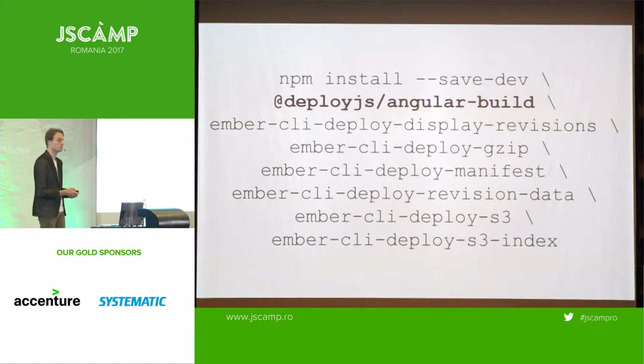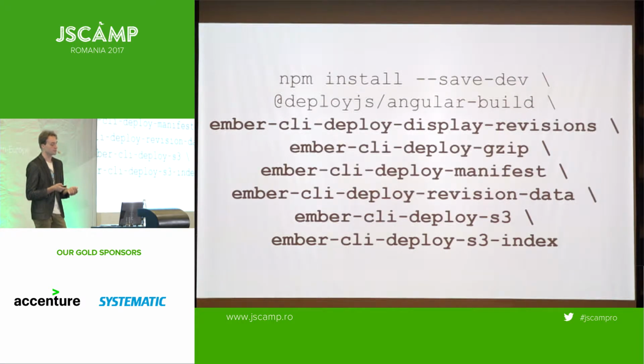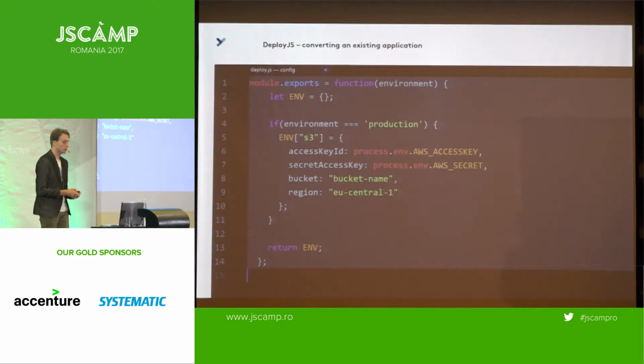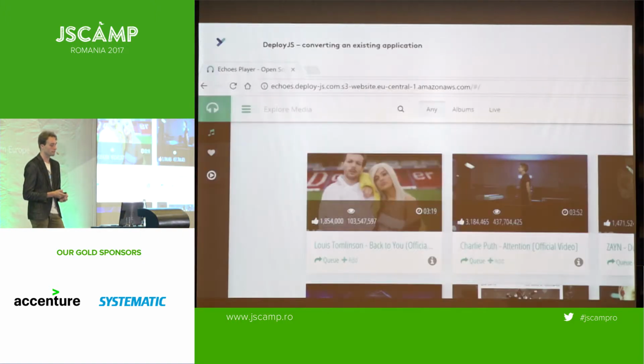There's a bunch of packages that you would have to install, but only for the development environment. Firstly, the Angular build plugin. This is a wrapper around ng build, and then all the specific plugins to upload your new version to S3. They are all prefixed with Ember CLI deploy, but it doesn't matter because we tore them apart. They are backward compatible with Ember CLI deploy, but it can also be used in DeployJS. You would edit your deployment configuration file to contain the different settings for the different plugins, and then all you need to do is run DeployJS deploy, and your website is deployed and ready.